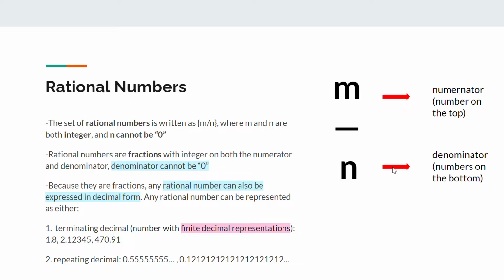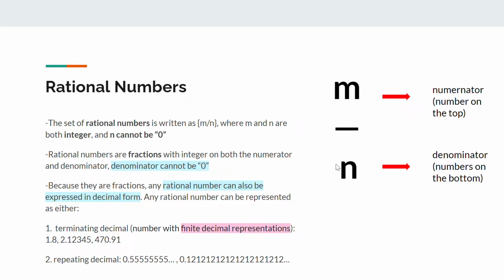And then the next one we've got is rational numbers. The set of rational numbers is written as m over n, where m and n are both integers, and n cannot be 0. The m on the top is called the numerator, which is the number on the top, and the n on the bottom is the denominator, which is the number on the bottom.